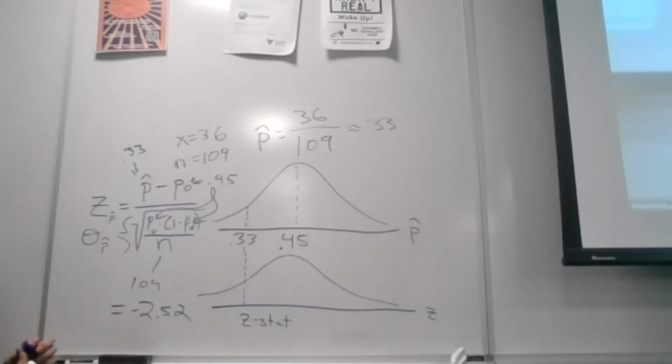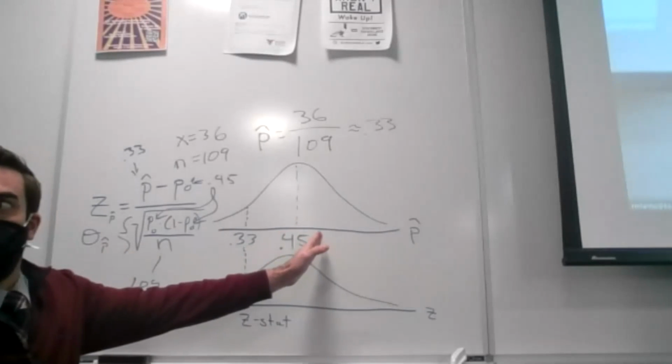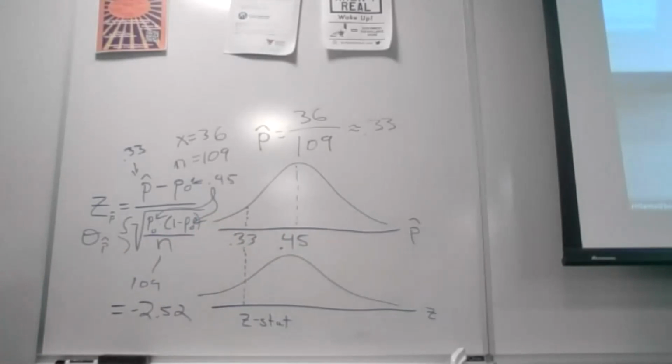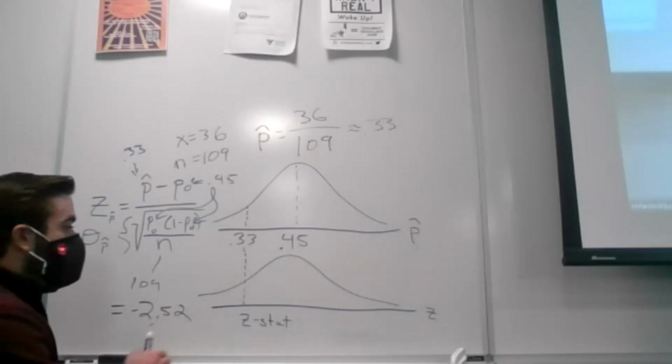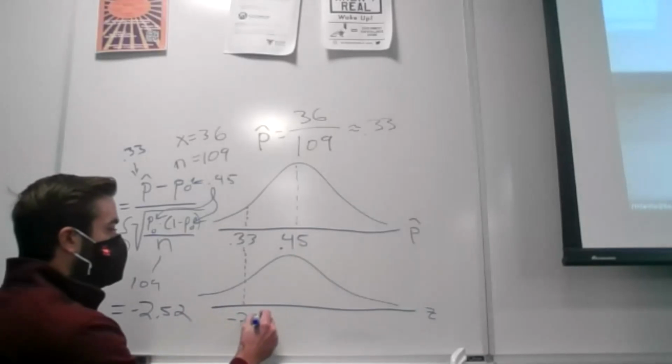Just to check around, if we would have seen something like positive 0.3, well, that would mean that we were barely above that assumed true value. Clearly, if we draw this out, we can see that that's not the case. So we've got our test statistic, or our Z statistic, now. So we'll put that here on the graph.